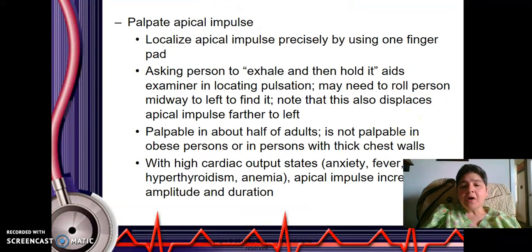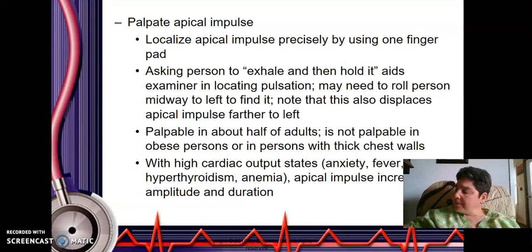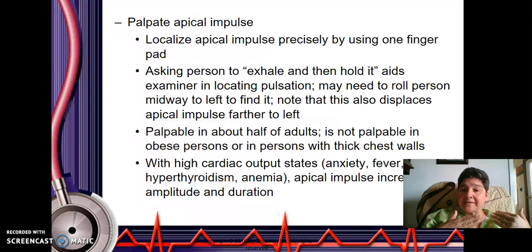So the apical impulse, if you look at your book on page 479, it talks about the apical impulse being created as the left ventricle rotates against the chest wall, during systole, during the working phase of the heart. So you may actually see, not only feel the pulse over the apex of the heart, but you may actually see it or be able to kind of feel it.